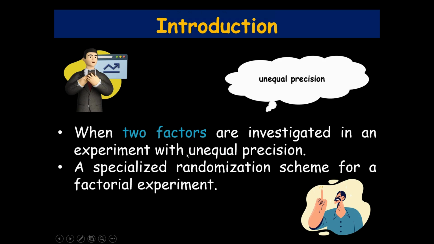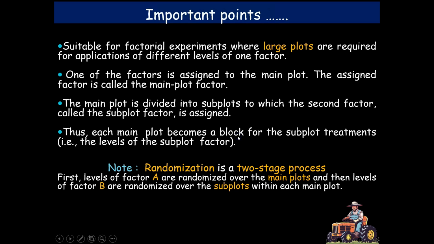So in a nutshell, this is a design in which a specialized randomization scheme for a factorial experiment is adopted. We can say it's an extended or specialized version of a factorial experiment. The only difference between a conventional two-factor experiment and a split plot design, which involves two factors, one main plot and another subplot, is that both these factors are studied with unequal precision.